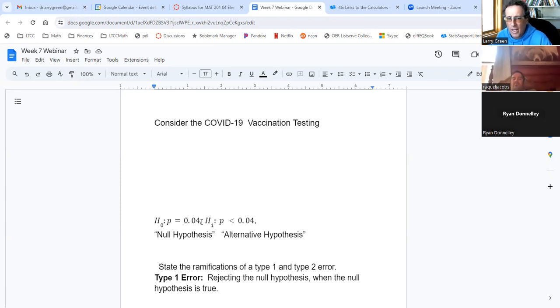So the null hypothesis is that what Pfizer or Moderna is saying is not true. This vaccination doesn't help at all. So if the vaccination doesn't help, then what you would say is the population proportion of anyone who could get vaccinated, the proportion of them getting COVID is still going to be 4%. Does that make sense?